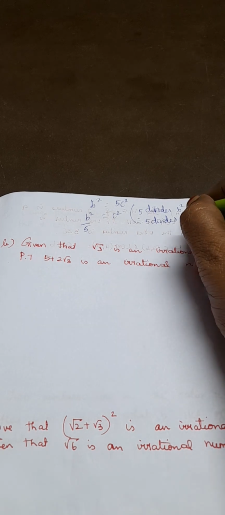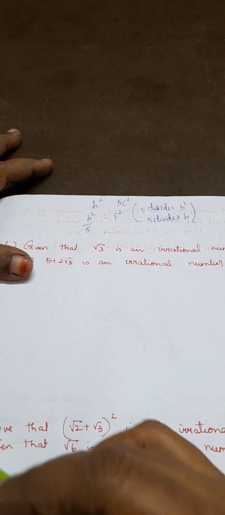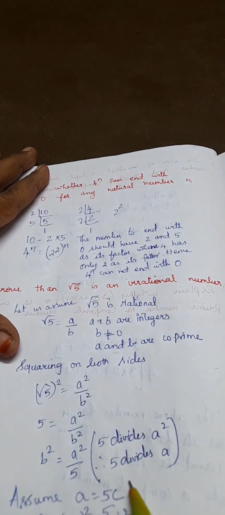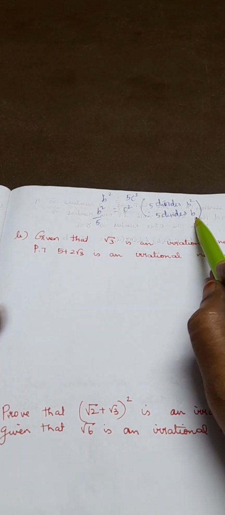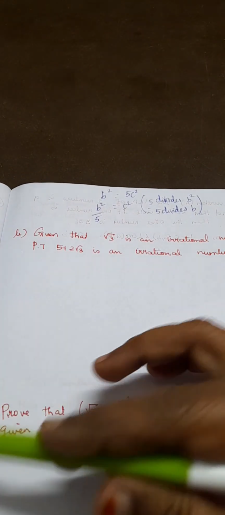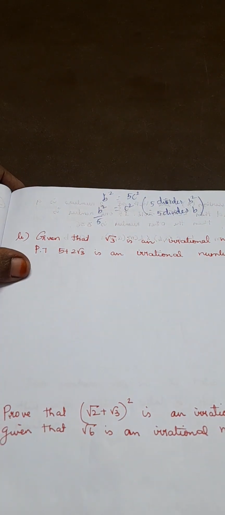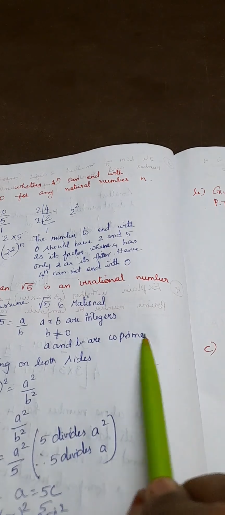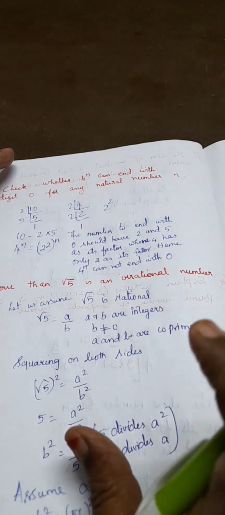5 divides b, right? Now here first we have assumed a and b are co-prime, but here we are saying that 5 divides a and 5 divides b. Now what happened? 5 has become a factor of both a and b, right? So this contradicts our assumption that a and b are co-prime. This contradiction occurs due to our wrong assumption that root 5 is rational. Hence root 5 is irrational.